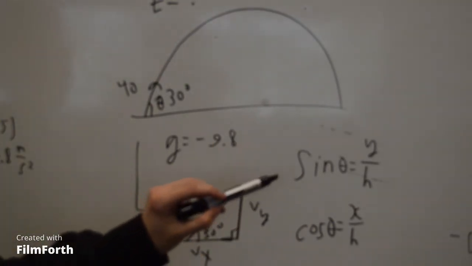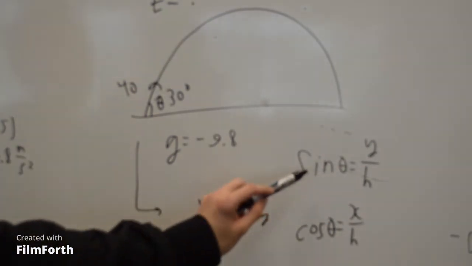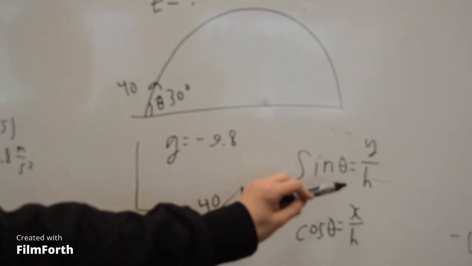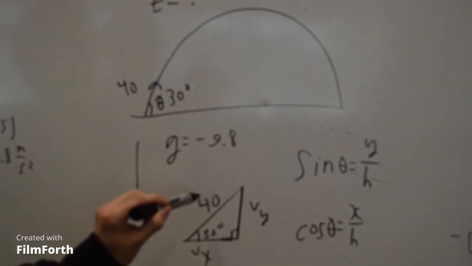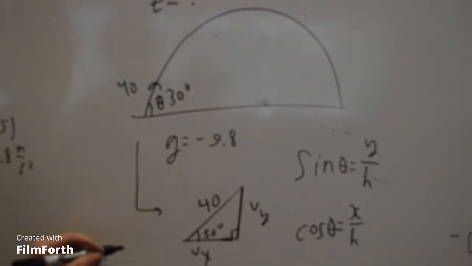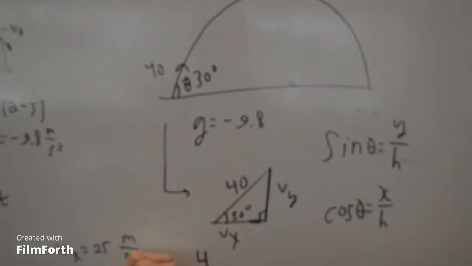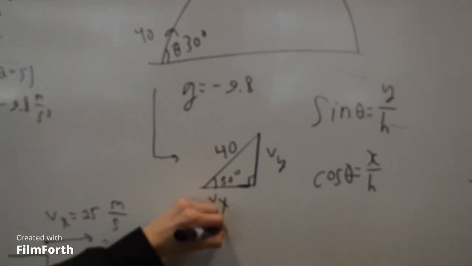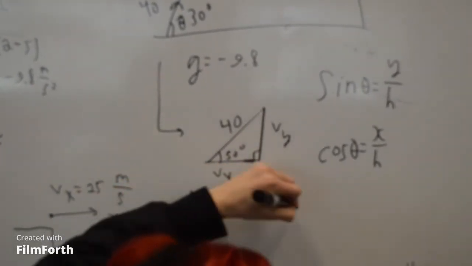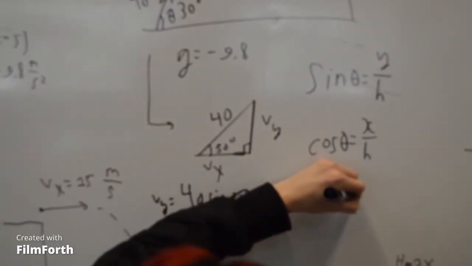Recall that for the vertical component, we have to use trigonometry to solve it. Sine theta is the side opposite the angle divided by the hypotenuse. In this case, Vy divided by 40. So our vertical velocity component will be 40 multiplied by sine 30, and sine 30 is 1 over 2. Therefore, Vy, the vertical velocity component, is going to be 20 meters per second.